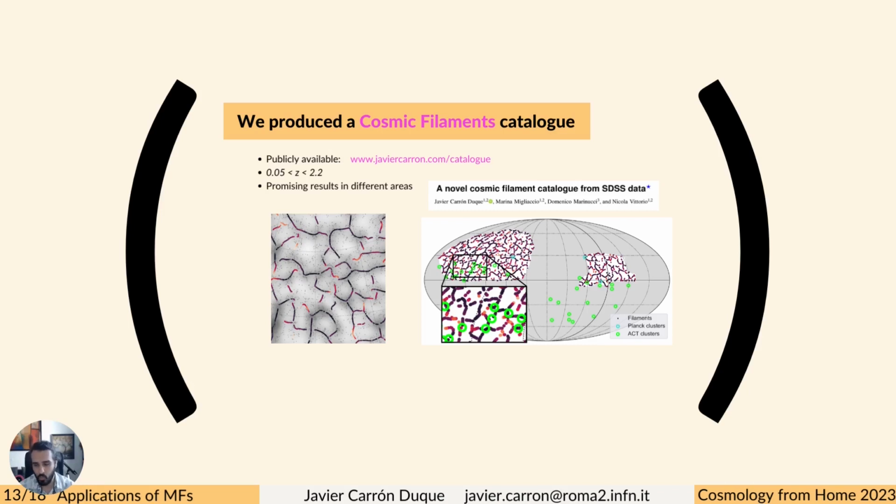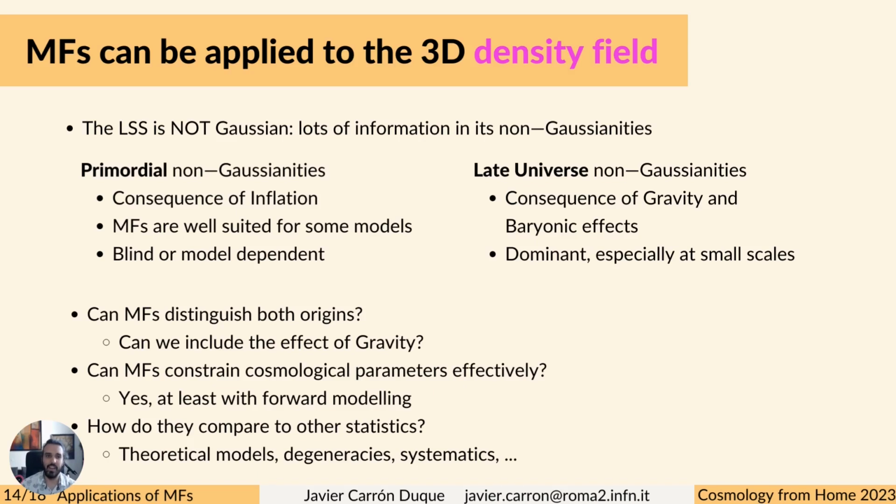I'm also working, my other project is on cosmic filaments. So if you're interested in cosmic filaments, check it out. We have a nice catalog. But this is just to say that I'm interested in the large scale structure as well. So of course, I'm interested in how the Minkowski functionals can be applied to the large scale structure, the 3D density field. Now, this field is not Gaussian, there is a lot of information in the non-Gaussianities. This information could be primordial as a consequence of inflation, but it's mostly late universe non-Gaussianities as a consequence of gravity and also baryonic effects.